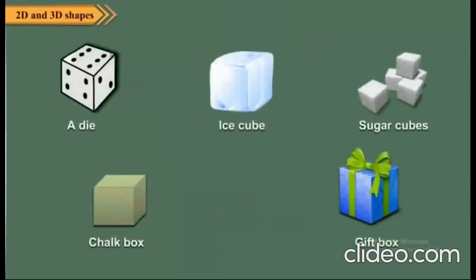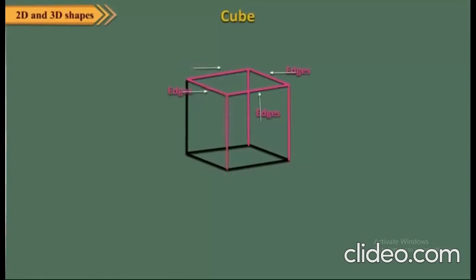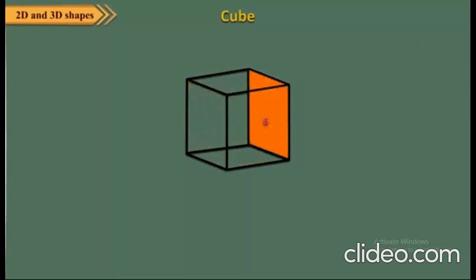Here a die, ice cube, sugar cubes, chalk box, and gift box. These are examples of cube. Now what is cube? How many vertices are there? There are 8 vertices. How many edges? Look, there are 12 edges. And how many faces? Look here, there are 6 faces.